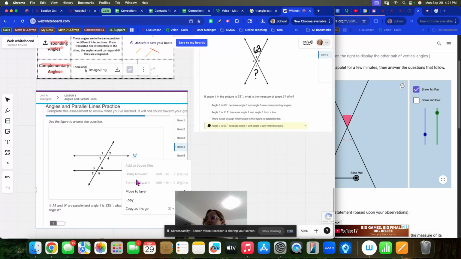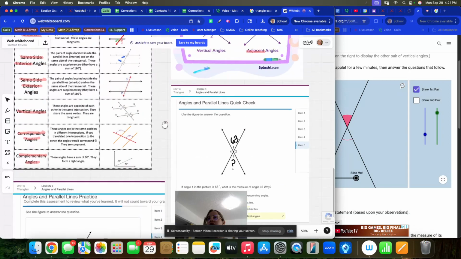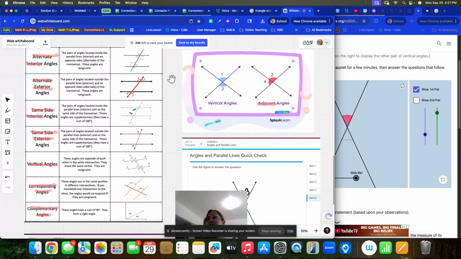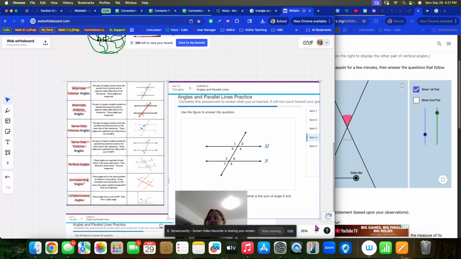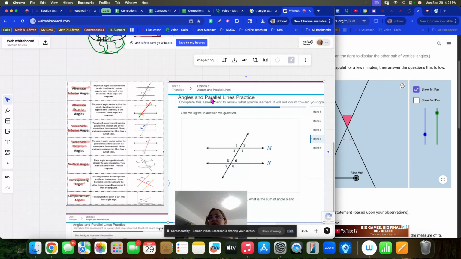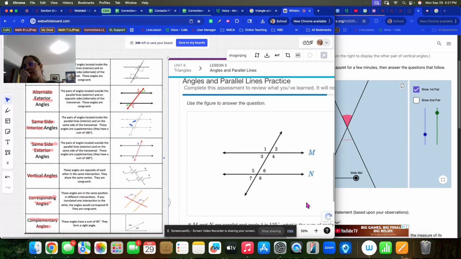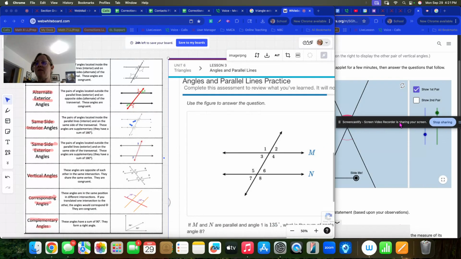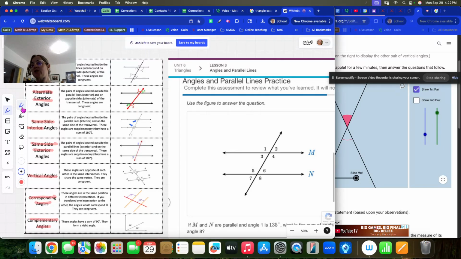Let's look at one of these questions here. Actually, let me copy this chart and move it up here, because we're going to need it right next to us when we do this problem. You do not want to look at this kind of diagram without some notes right next to you. This is a problem from your practice, and it says M and N are parallel, and angle 1 is 135 degrees. What is the measure of angle 8?